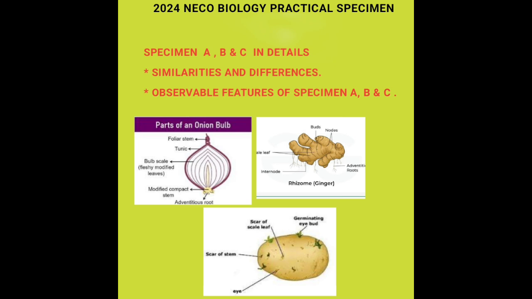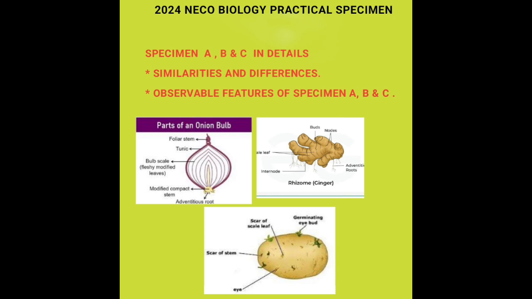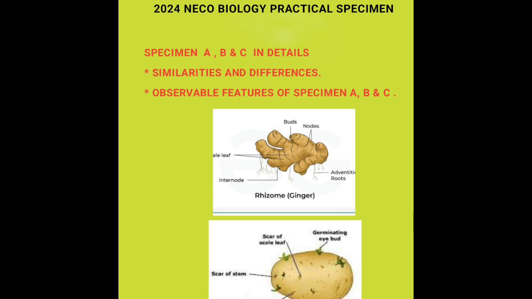The rhizome of the ginger is actually the ginger itself, because the rhizome is a modified stem found under the soil. Another difference is that we have absence of node under Irish potato, then under the ginger we have presence of node. We have absence of internode, presence of what? Internode.